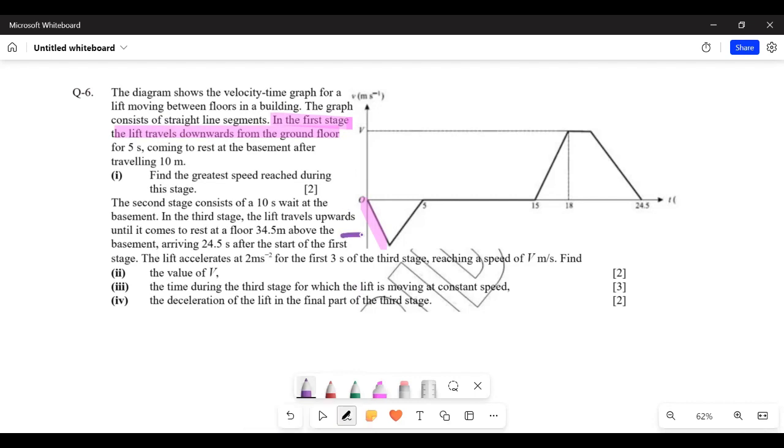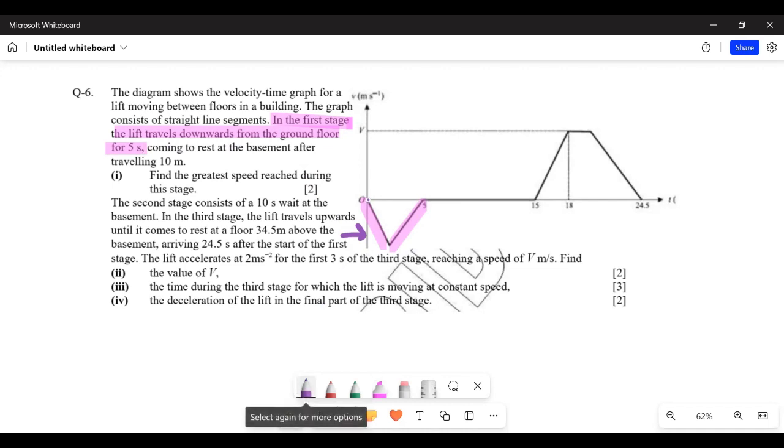So as the lift goes down, they're showing that with negative velocity, and as the lift goes up, the value starts becoming positive. Okay. So in the first stage, the lift travels downwards from the ground floor for 5 seconds. So this is still the lift going downwards. The part of the graph which is below the x-axis represents the motion of the lift going downwards. So in the first 5 seconds, the lift is going downwards.